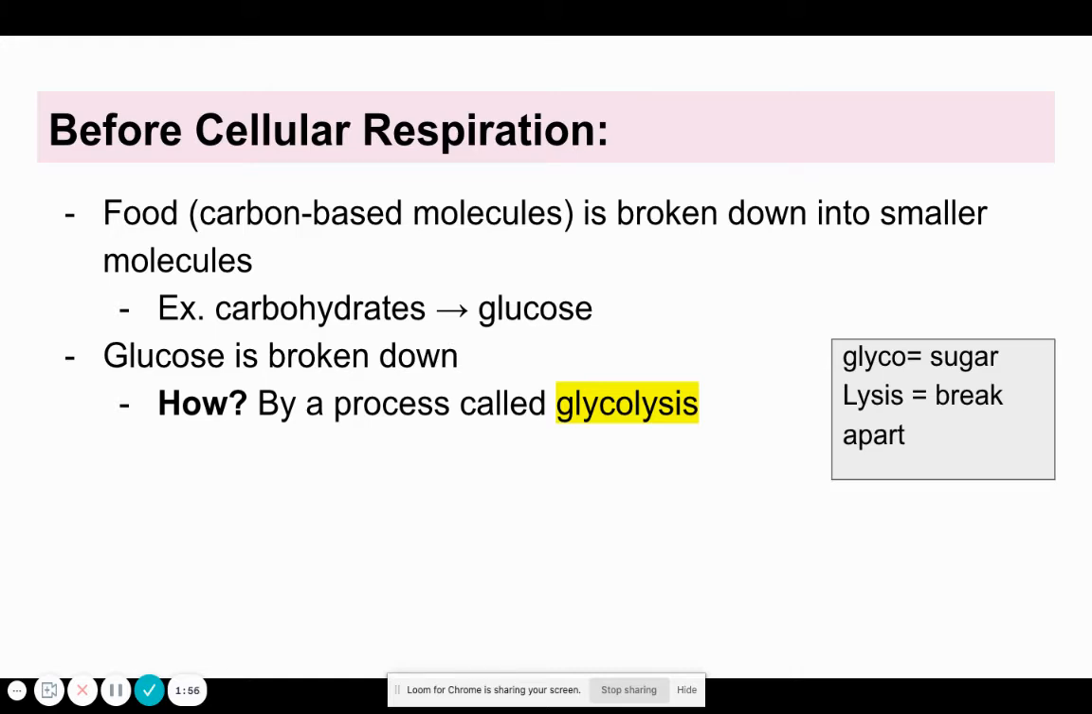So usually the glucose molecule, which is found in our food, which is a form of carbohydrate, is broken down into something smaller. The whole process that breaks down glucose into a smaller molecule is known as glycolysis. So this process, glycolysis, has to happen before cellular respiration begins. The word glyco means sugar and lysis means to break down. So glycolysis literally means the process by which we are breaking down sugar.